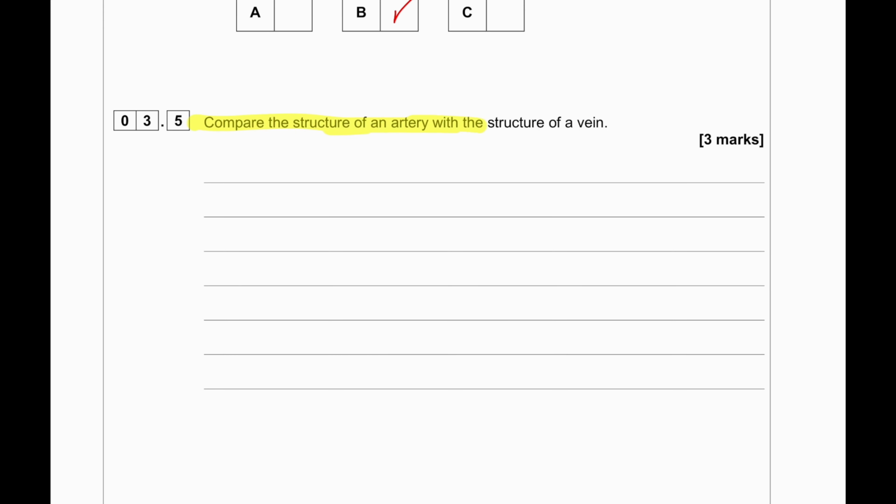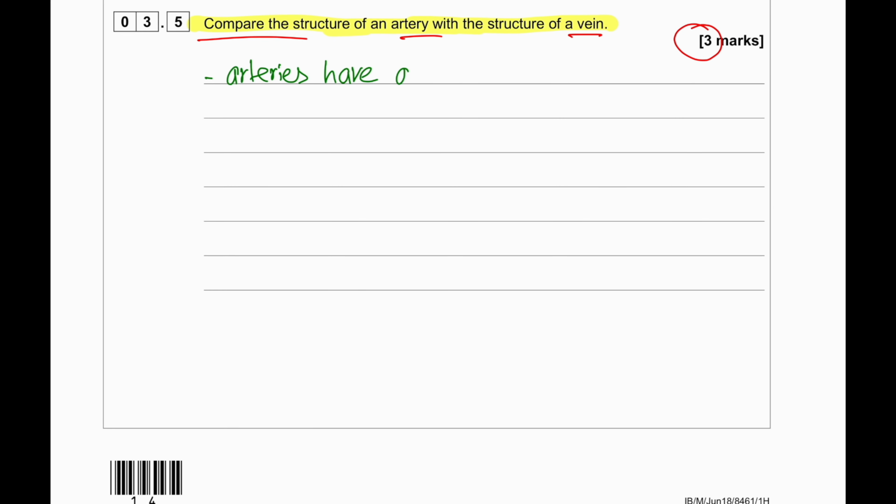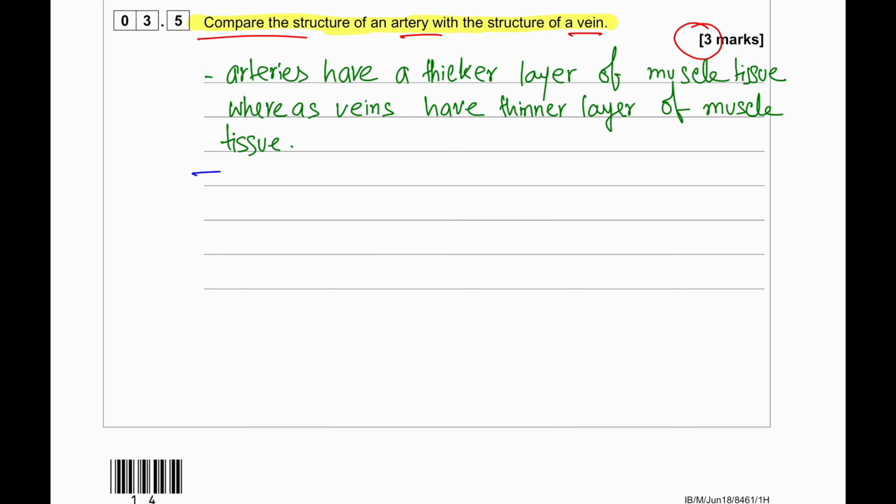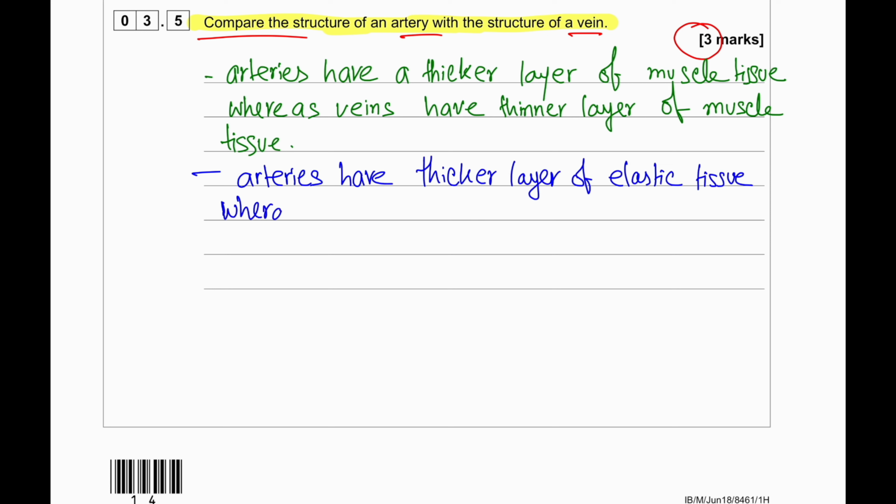Compare the structure of an artery with the structure of a vein. So guys, we have already done the comparison, so we can write the answer as follows. Arteries have a thicker layer of muscle and veins have a thinner layer of muscle tissue. Arteries have a thicker layer of elastic tissue, whereas veins have a thinner layer of elastic tissue. Arteries have a narrower lumen, whereas veins have a wider lumen. Arteries do not have valves and veins have valves.